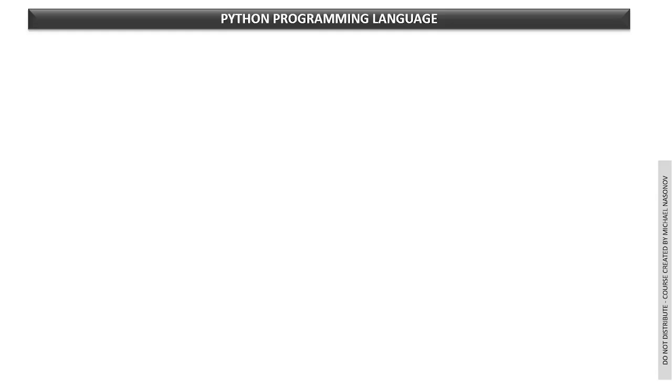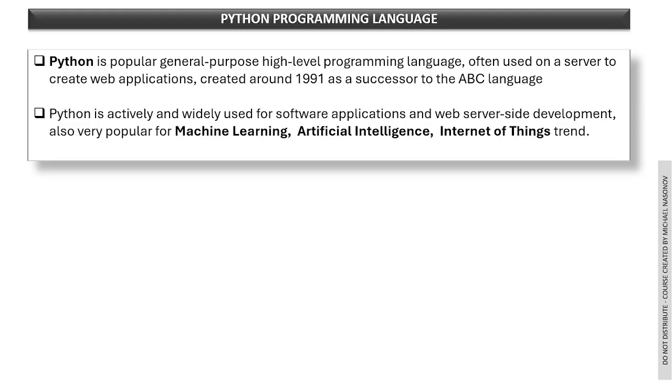Python programming language. Python is a popular general-purpose high-level programming language, often used on a server to create web applications, created around 1991 as a successor to the ABC language. Python is actively and widely used for software applications and web server-side development. Also very popular for machine learning, artificial intelligence, and Internet of Things trends.